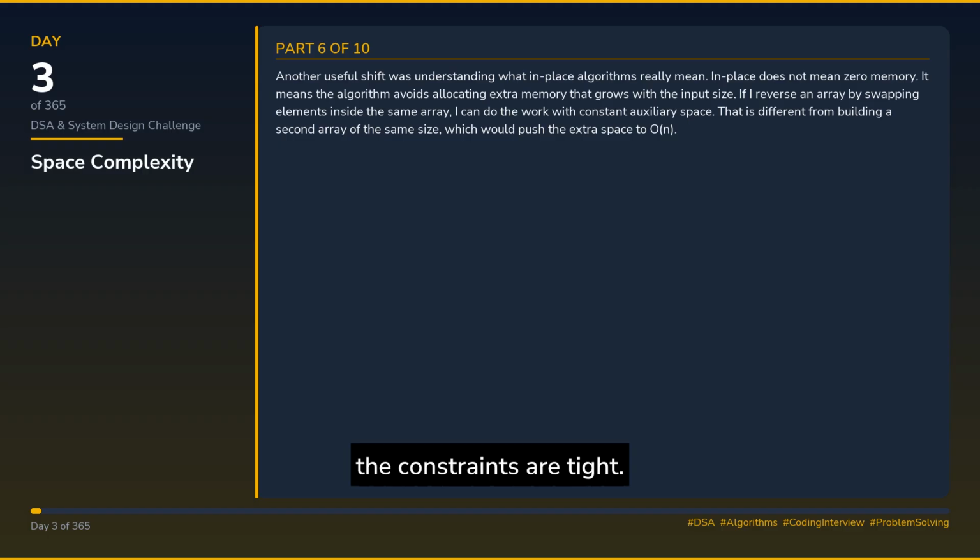Another useful shift was understanding what in-place algorithms really mean. In-place does not mean zero memory. It means the algorithm avoids allocating extra memory that grows with the input size. If I reverse an array by swapping elements inside the same array, I can do the work with constant auxiliary space. That is different from building a second array of the same size, which would push the extra space to O(n).